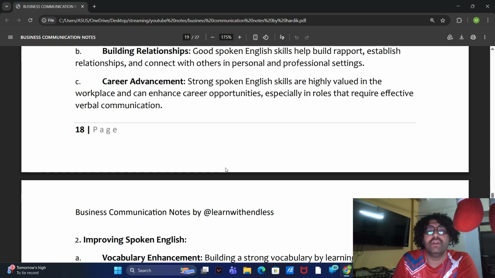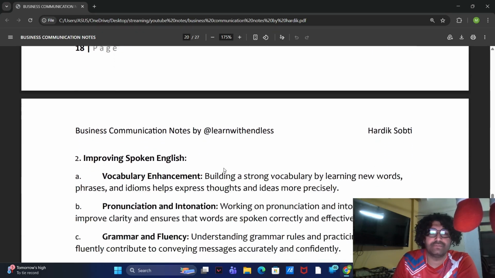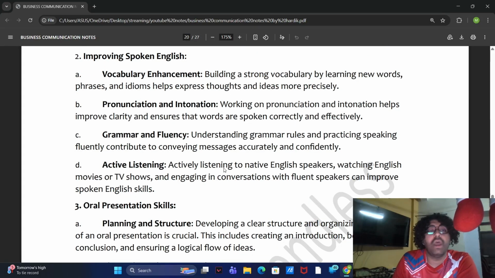Career advancement. Strong spoken English skills are highly valued in the workplace and can enhance career opportunities, especially in roles that require effective verbal communication. Next topic. Improving spoken English. It is important to improve our spoken English because by vocabulary enhancement, pronunciation and intonation, grammar fluency, and active listening, we can increase our spoken English.